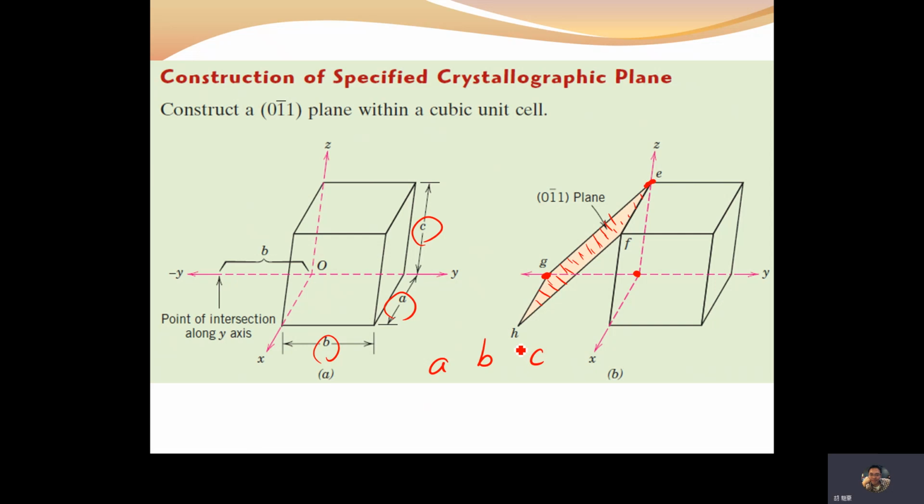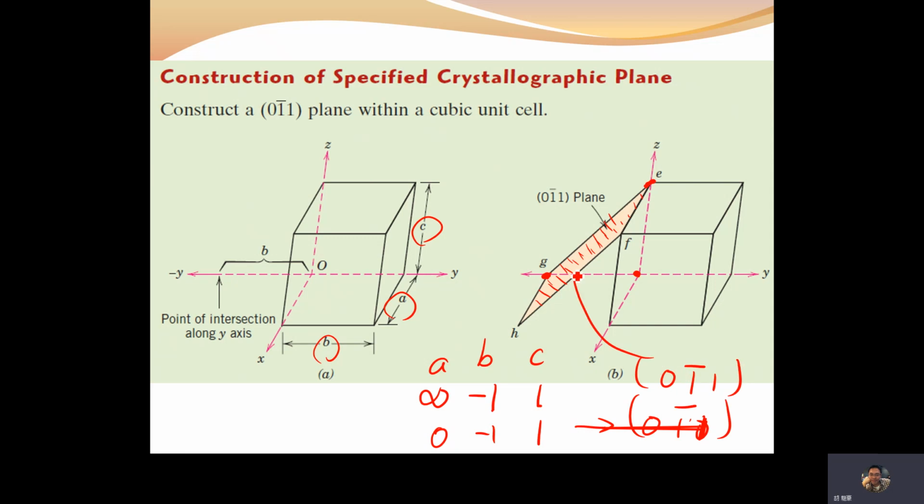Okay, and this plane is parallel to the x-axis. Therefore, we can denote it as infinity. And the intercept on the y-axis is what? It's minus 1. And the intercept on the z-axis is 1. Take the reciprocal: 1, minus 1, 1. Okay, and it's 1, 1 bar 1. Sorry, 0, 1 bar 1. Okay, it's this plane.